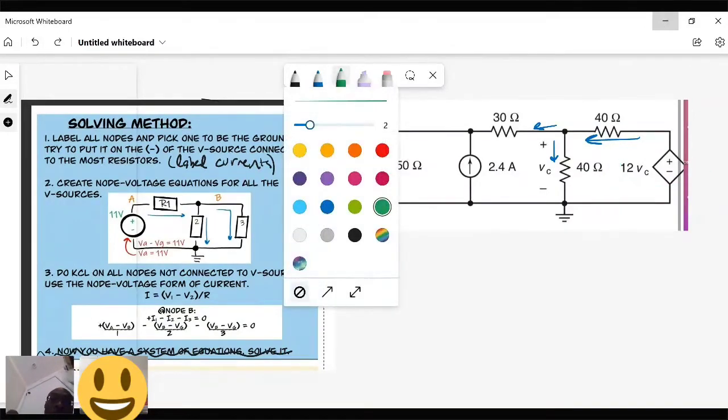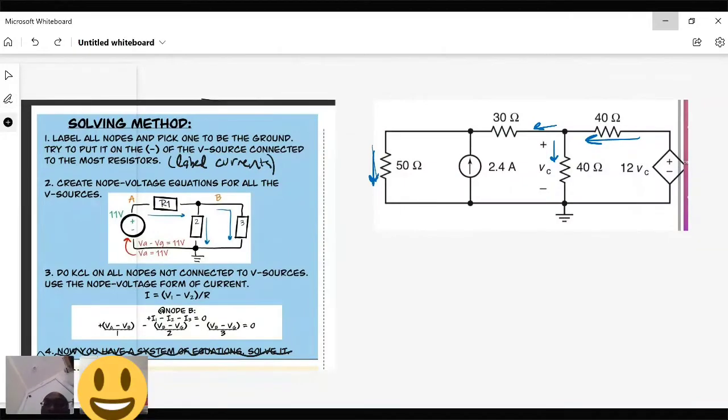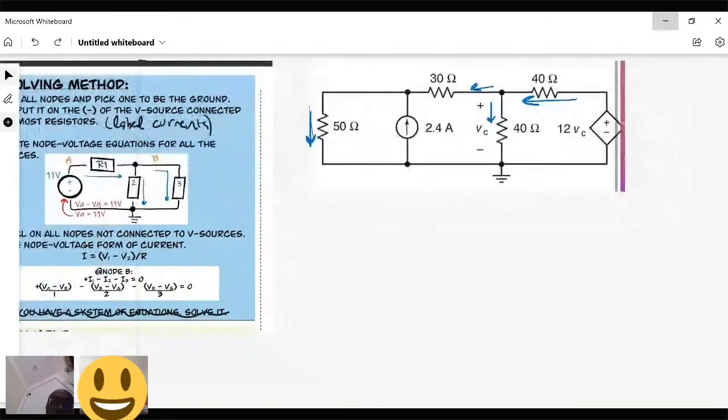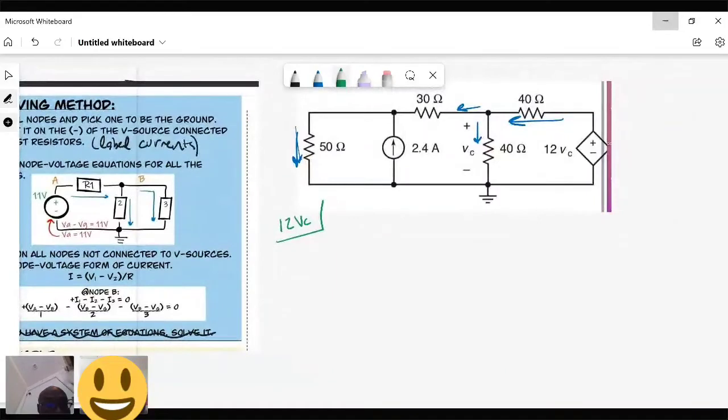Being a dependent source doesn't stop me from being able to do this step. You said something before about not being able to do certain things with a dependent source. You can't turn a dependent source off. That's the only thing that is special about a dependent source. Can you do a supernode with a dependent source? Yes. We won't need to in this problem because it's grounded.